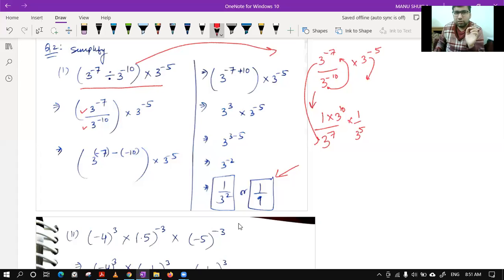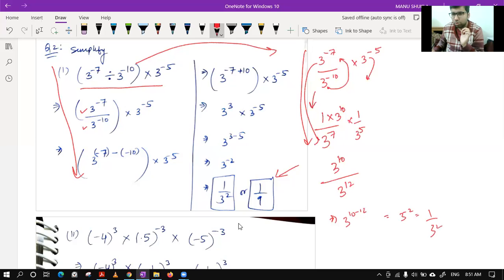So class, these are the two ways you can go for solving this question. Either this way or this way. Both are fine. Both will give you the same answer. You can see 3 power 10 upon 3 power 12, and finally you will get 3 power 10 minus 12, that is 3 power minus 2, or 1 upon 3 power 2 is the answer.